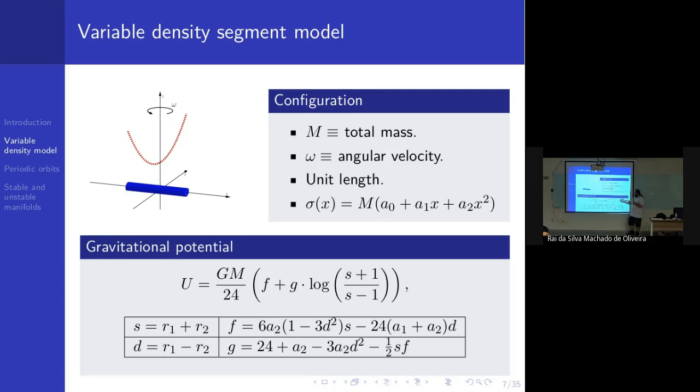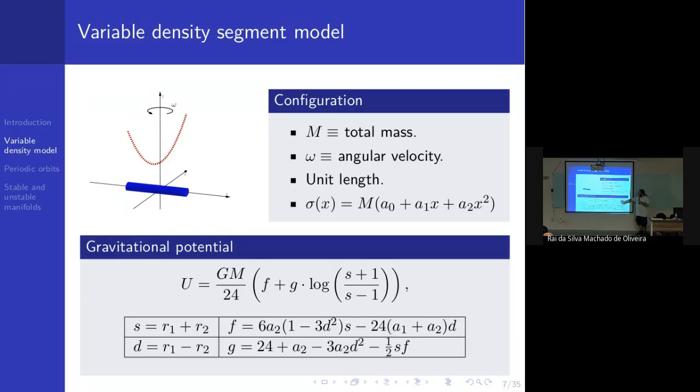And you can say, okay, this is a simple model. Yeah, it's simpler than using the polyhedron model, for example, or the mass concentration model. Here, R1 and R2 are the distances to the ends of the segment, so we can write our gravitational potential in terms of the distance to the ends of the segment.